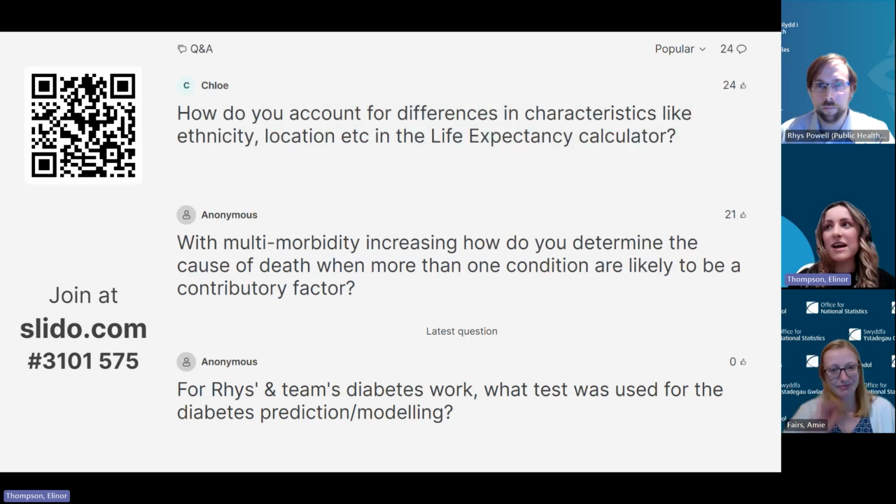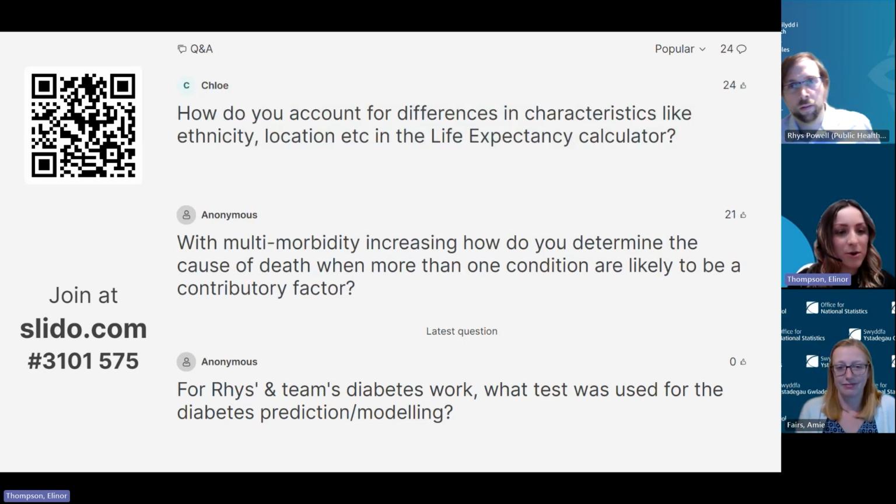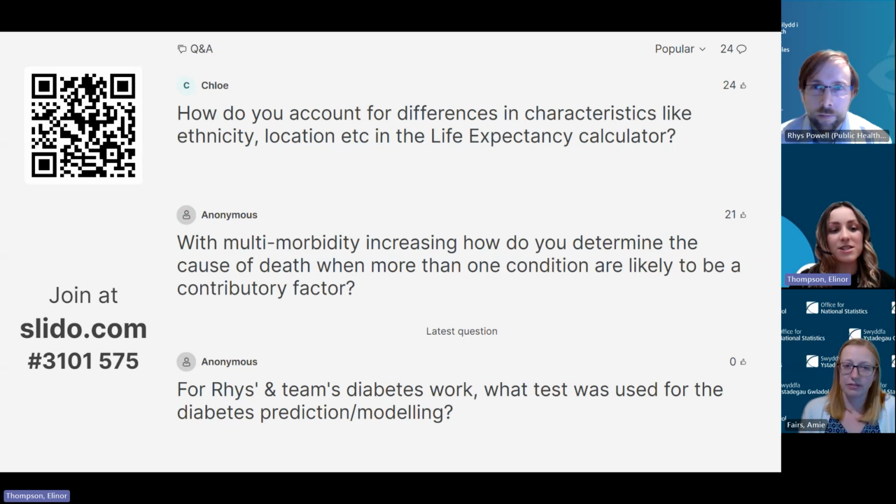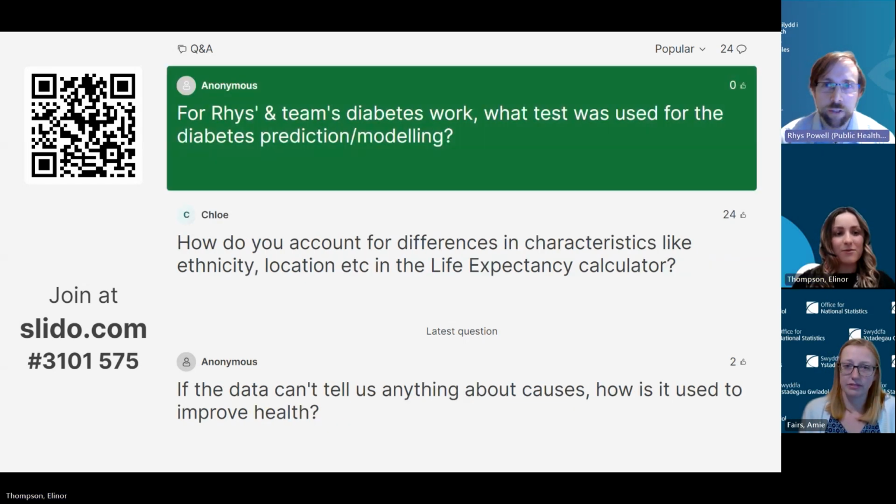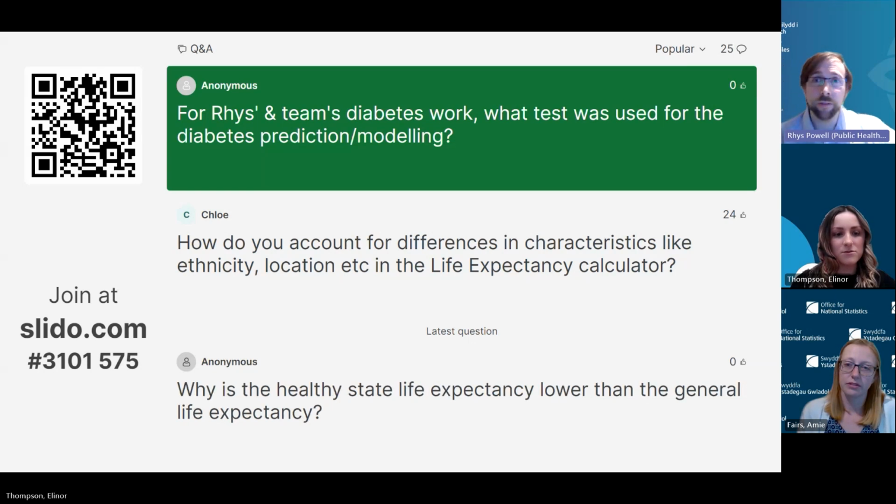Reese, I'm going to hand over to you now and give you a question, which is at the bottom. So for Reese and team's diabetes work, what test was used for the diabetes prediction/modelling? Oh, I thought I dodged a bullet. I mainly just ride on the coattails of my very talented colleagues, but we used an ARIMA model for this. Likewise, if you get in touch with the engagement hub, I can potentially get a few more details. It's an ARIMA model where we've used a registered count of a population and we've taken that forward. That's the short version. But if you get in touch, I'll see if we can get you some more details.